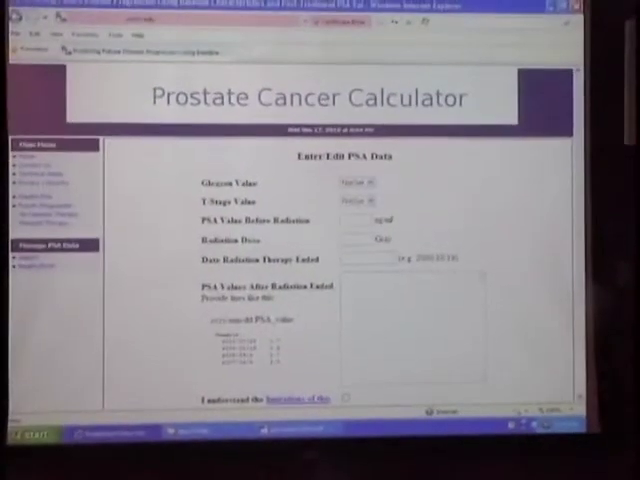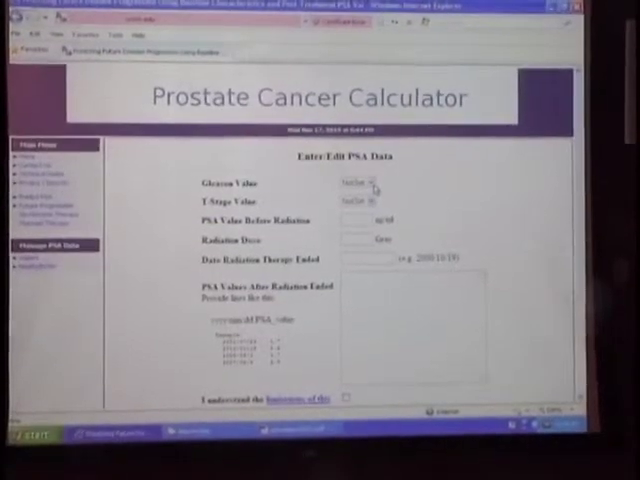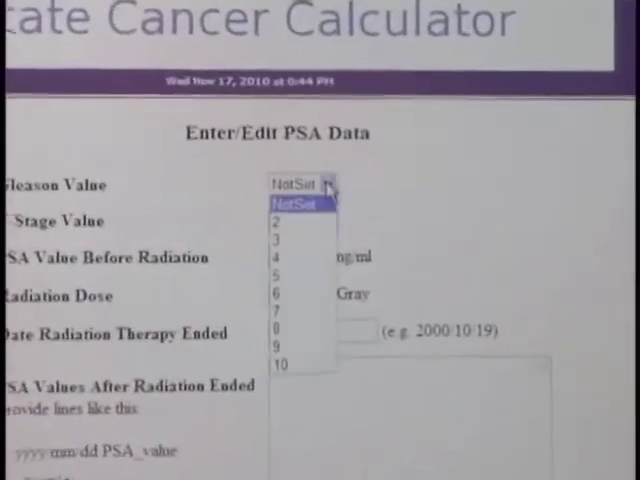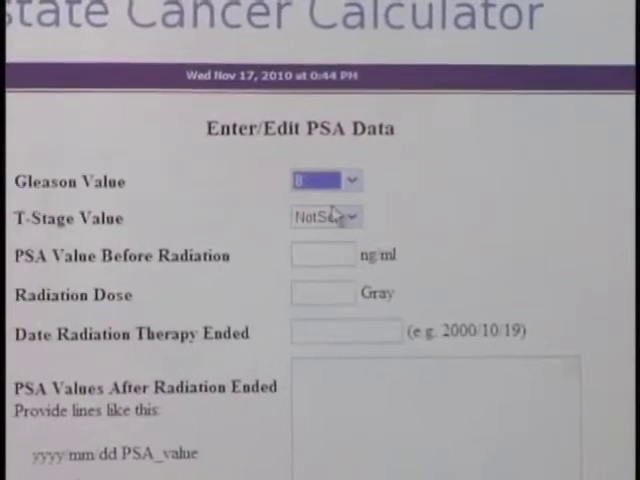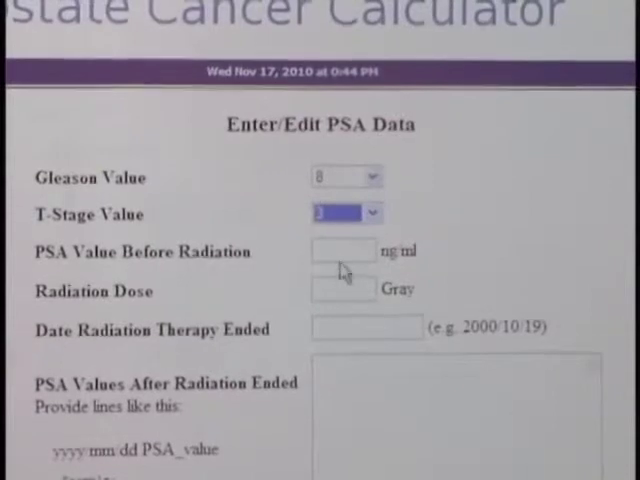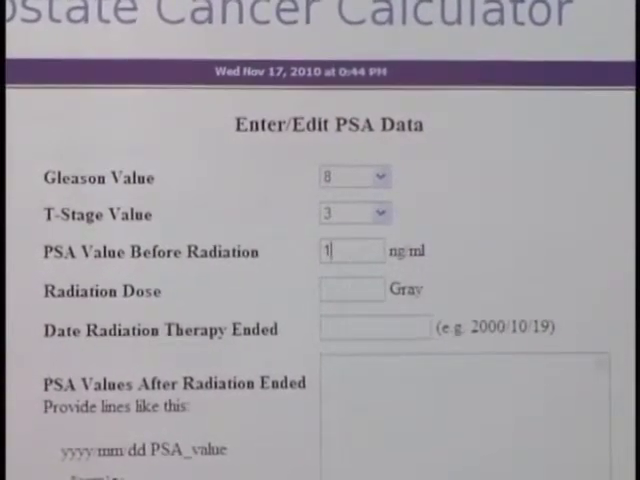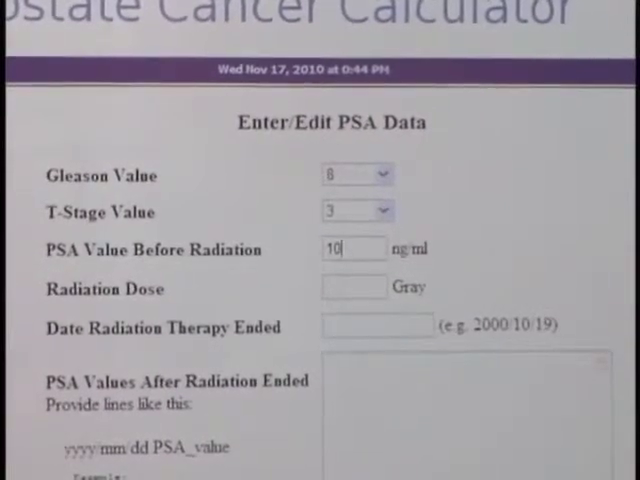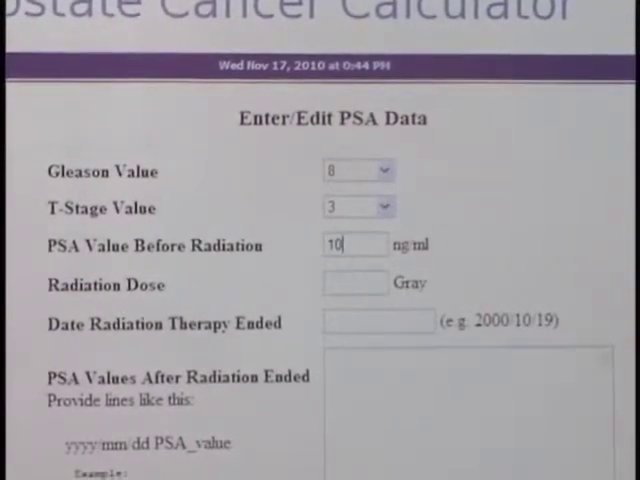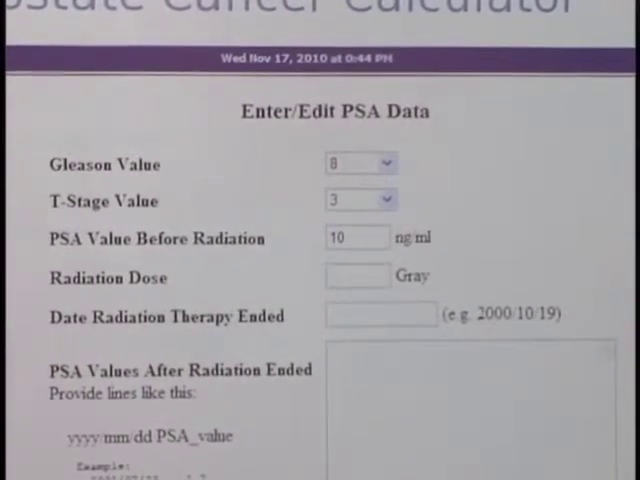So this is live. Anyone can go to this. There's some number of users. It's not as many as I'd like. You're a patient, or a healthcare provider. You get to enter information about you: your Gleason grade, your T stage, what your baseline PSA was. You have to enter this data about you. You enter the dose of radiation, and in this box here you enter the whole pattern of PSA.